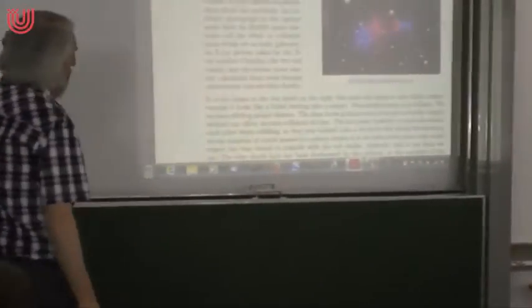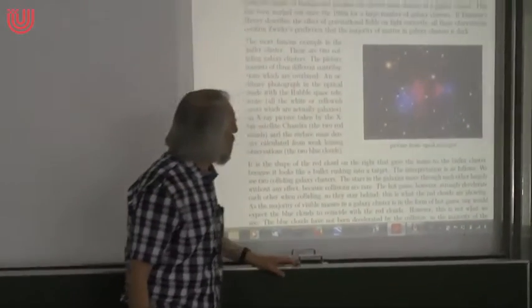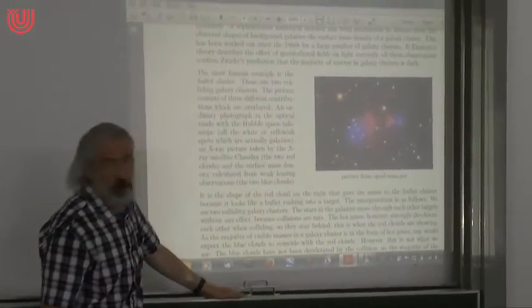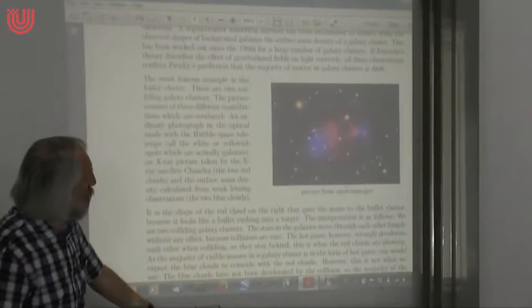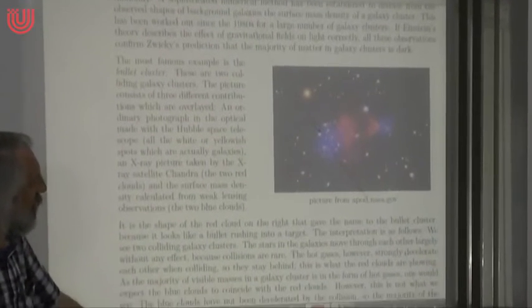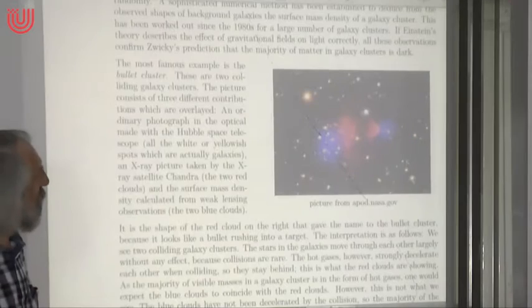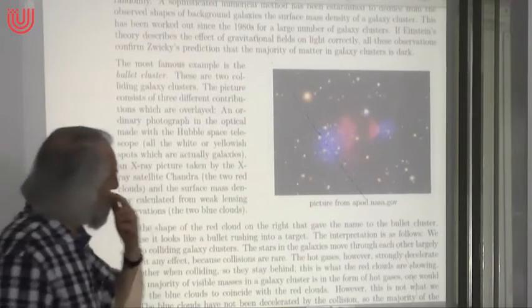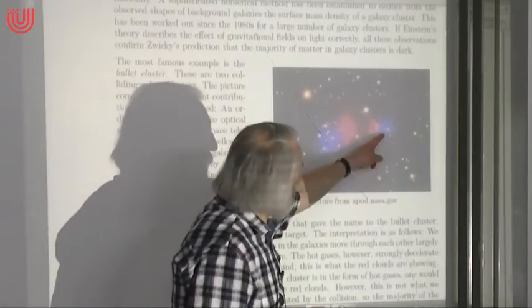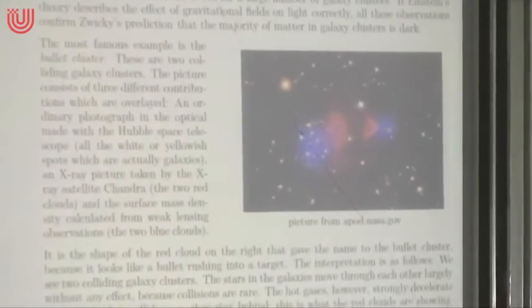Okay, and the most important picture I wanted to show you is this. I'm afraid it's not very well visible, but anyway, you see it in the lecture notes. That's the famous bullet cluster. And the bullet cluster is, in my view, the best evidence for the existence of dark matter in galaxy clusters. Not in galaxies, in galaxy clusters. And why is it called bullet cluster? It's called bullet cluster because of this shape here. It looks like a bullet rushing into a target, right? So that's why it's called a bullet cluster.